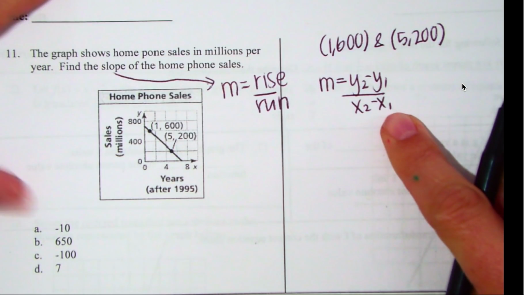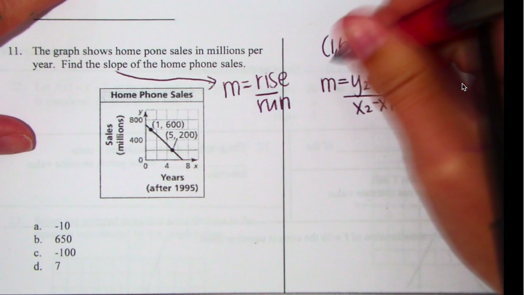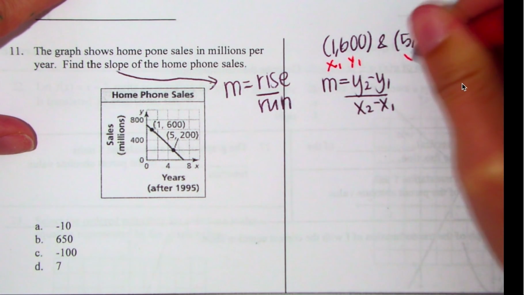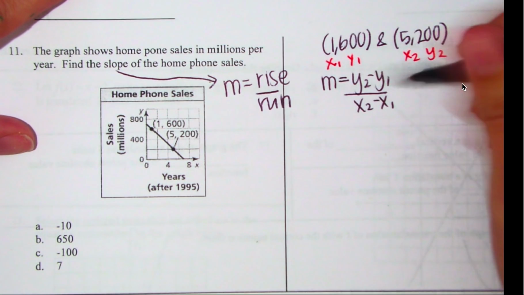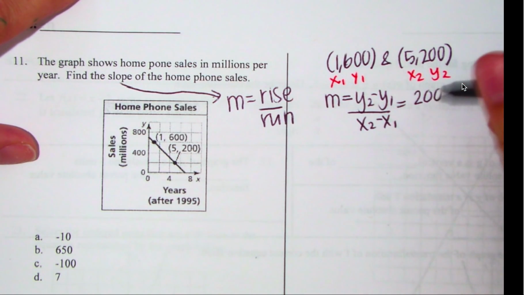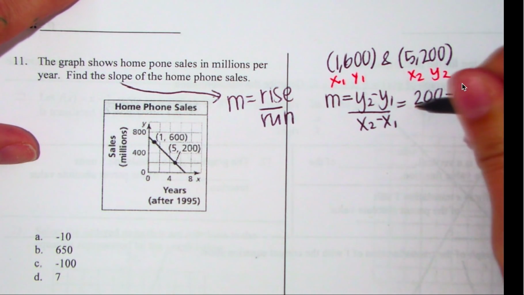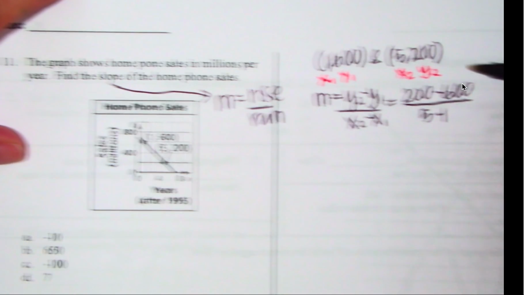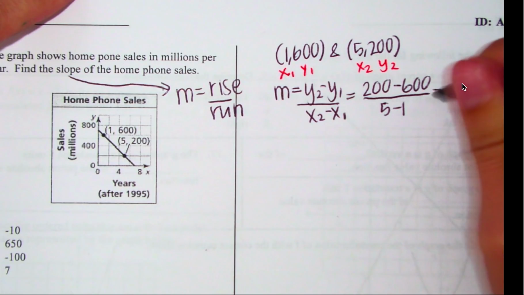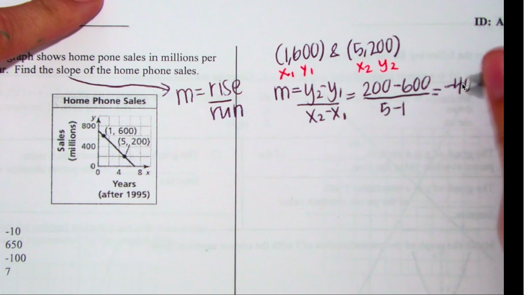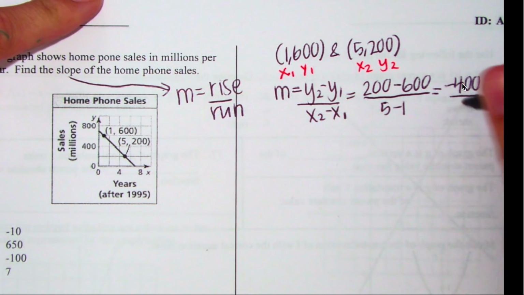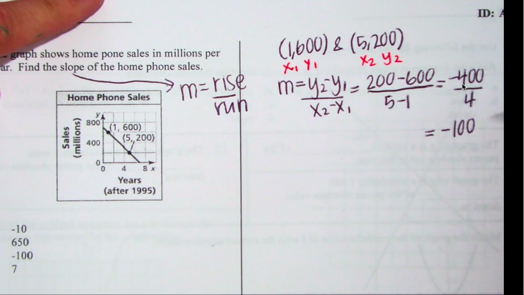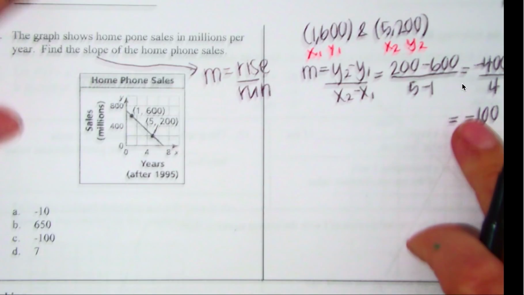So I'm going to label these x1, y1, and x2, y2, and then plug them in. So y2 minus y1, so 200 minus 600 over x2 minus x1. So 200 minus 600 will give me negative 400. 5 minus 1 is 4. Negative 400 divided by 4 is negative 100. So my slope is negative 100.